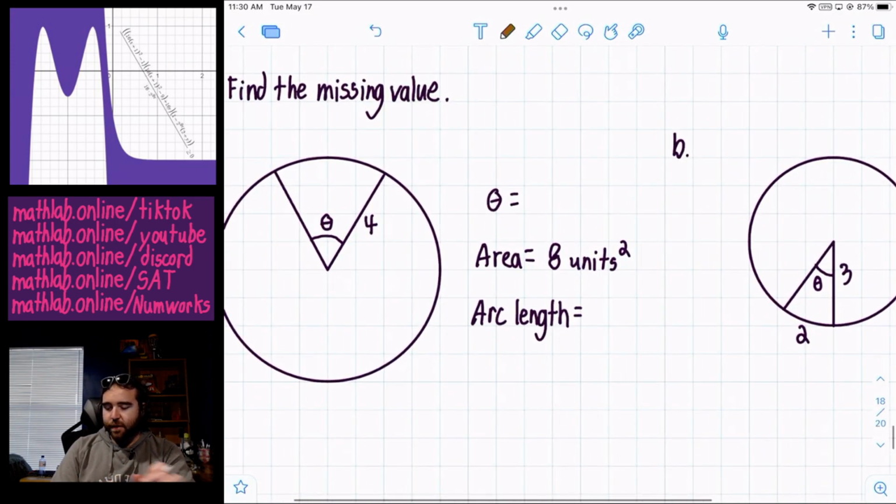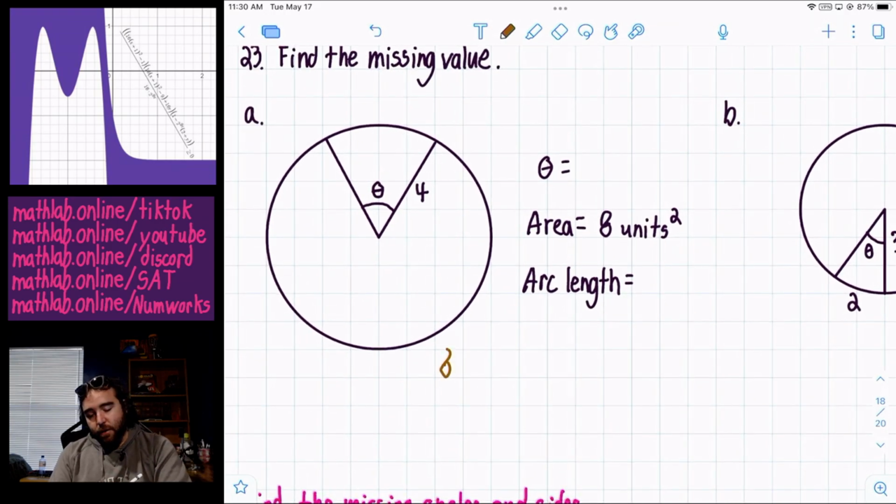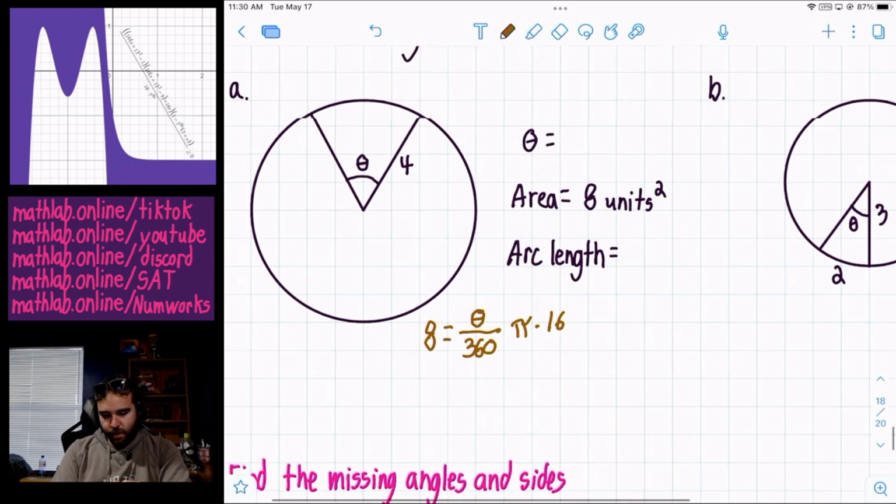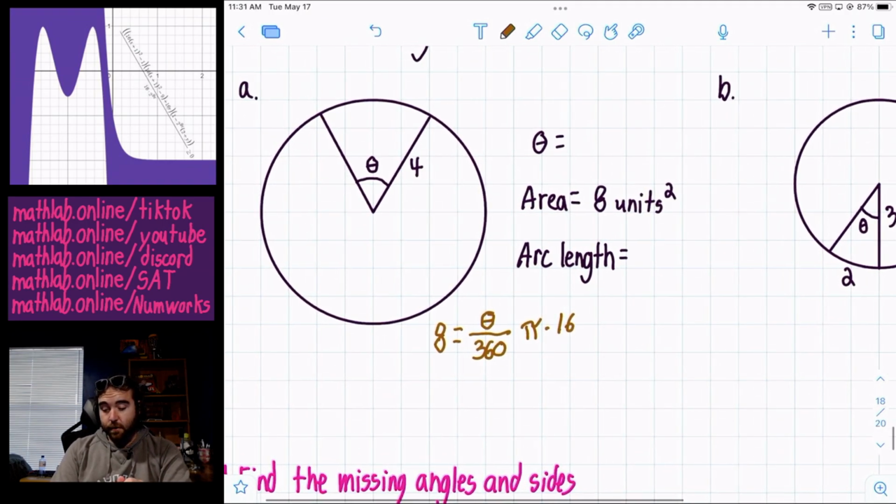All right, so here we're going the other way, and we're trying to find the angle, and they give us the area. So we know the area, and remember how we got that. We took that angle out of the whole circle. We'll do degrees, so 360 degrees, and then multiplied by pi r squared. They tell us that the r is 4, so times 16. And then we solve for theta. So it's going to have a pi in it. That's kind of gross, but that's okay.